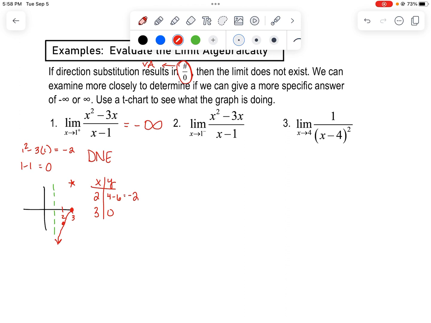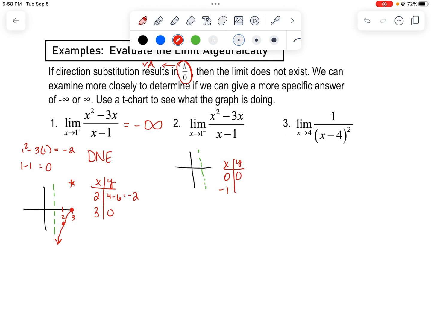Okay, number 2, same one, but we're going from the left. So it's the same function, so we know that the limit does not exist. And we can do a quick sketch of that to see what the graph is doing to the left of 1. And so we'll make a quick XY chart going to the left of 1, which means we're going to plug in 0 and negative 1.